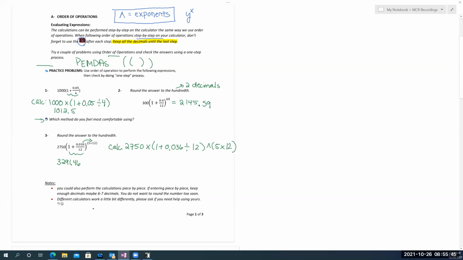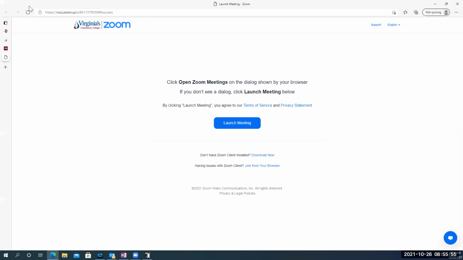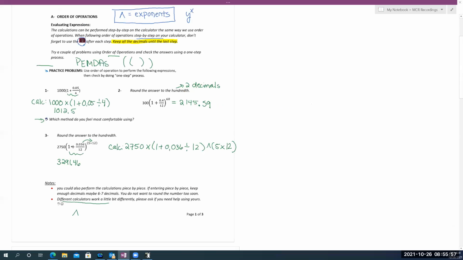So again, I've got these two ones. Different calculators work different ways. If you have the caret button, you can follow with me. If yours is a little different, just make sure to practice with it. And then always carry out decimals as long as you can. Don't round until the very end if you do it piece by piece.